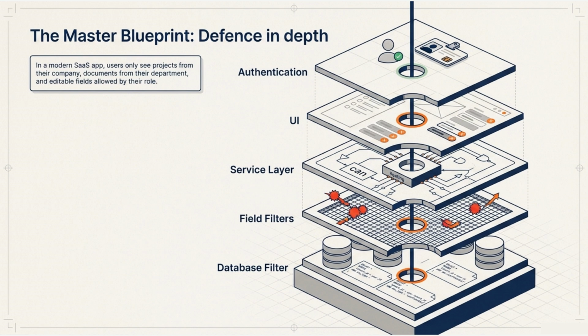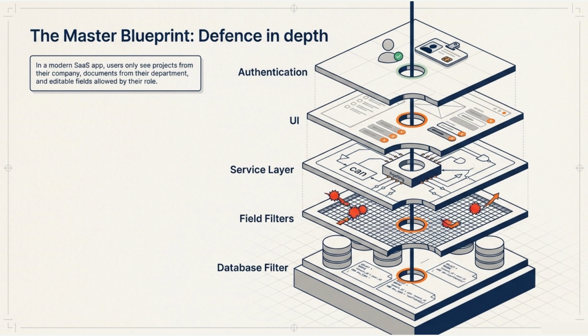The master blueprint is defense in depth. Authentication proves identity. The UI hides what users cannot use. The service layer enforces can before actions. Field filters redact sensitive attributes. Database filters scope queries so tenants and departments never cross. In a modern SaaS app, users only see their company's projects, their department's documents, and the editable fields their role allows, because every layer agrees.